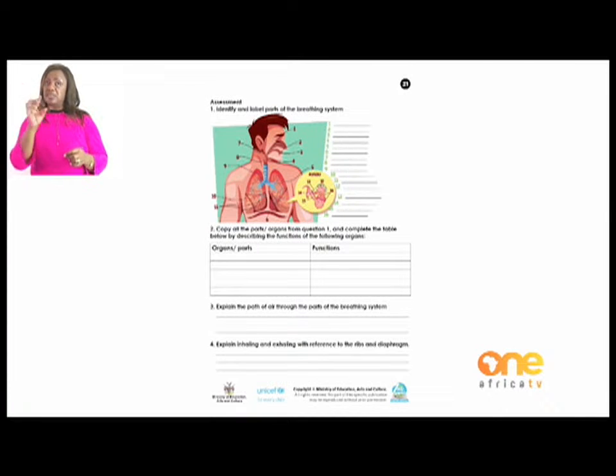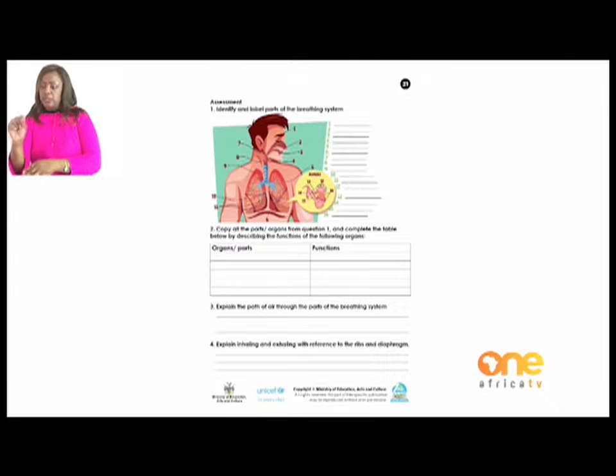We want you now to say, number 1, what is it? Number 2, what is it? Until number 16. That's question 1. Question 2, copy all the parts or organs from question 1 and complete the table below by describing the function of the following organs. Let's not do all of them, but only look at a few. We are going to look at nasal cavity, lungs, diaphragm, nose, and the mouth.